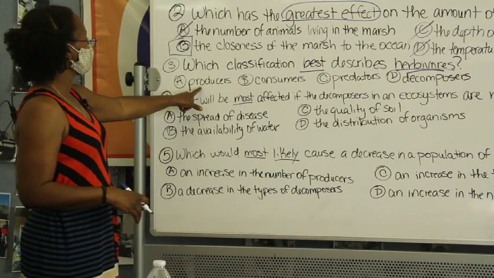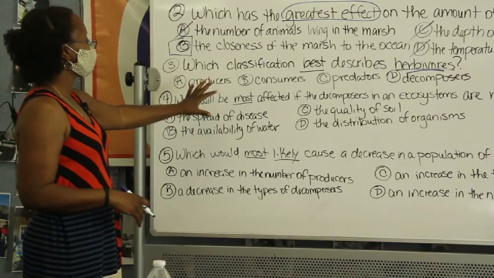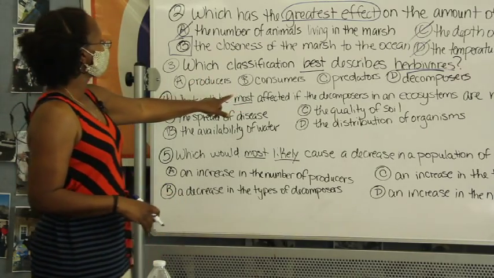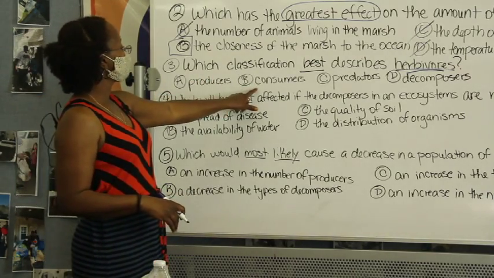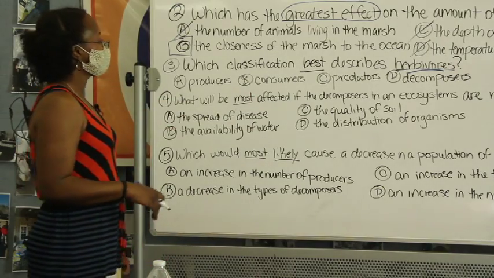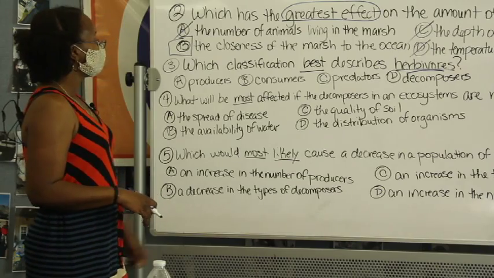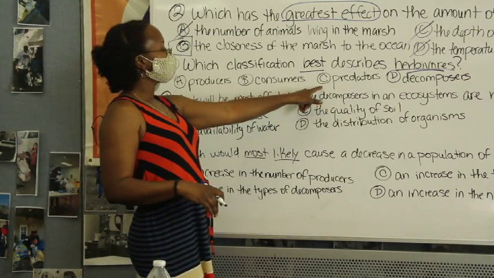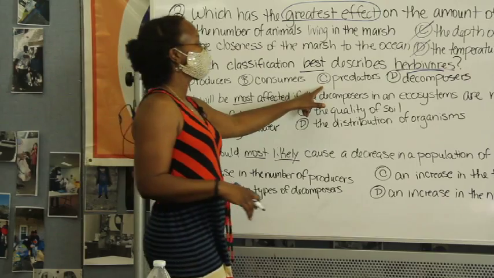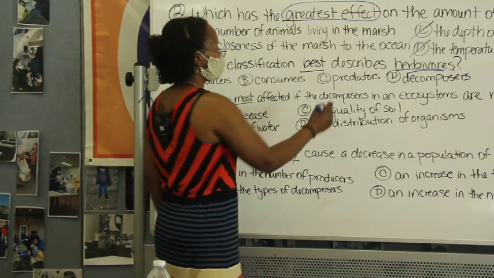So we can't really say that they're producers, but I'm going to leave it for now. Would you say a herbivore is a consumer? I would say they are a consumer, so I'm not going to leave that there. Are they a predator? Do they hunt anything? They don't. You don't have to hunt plants.